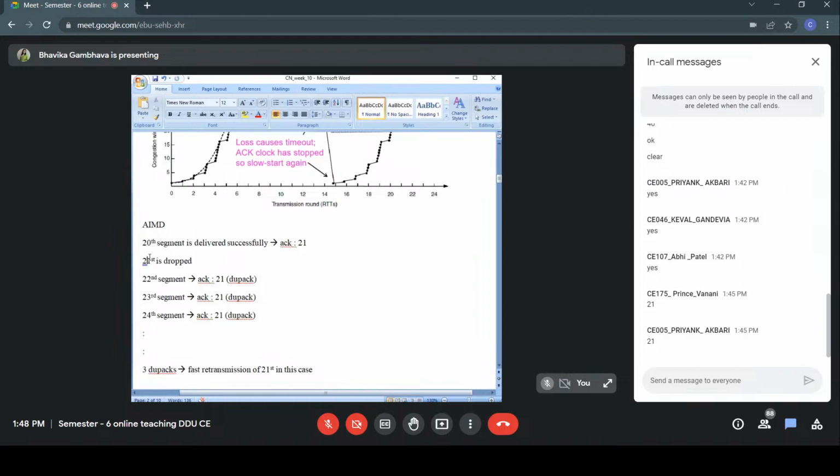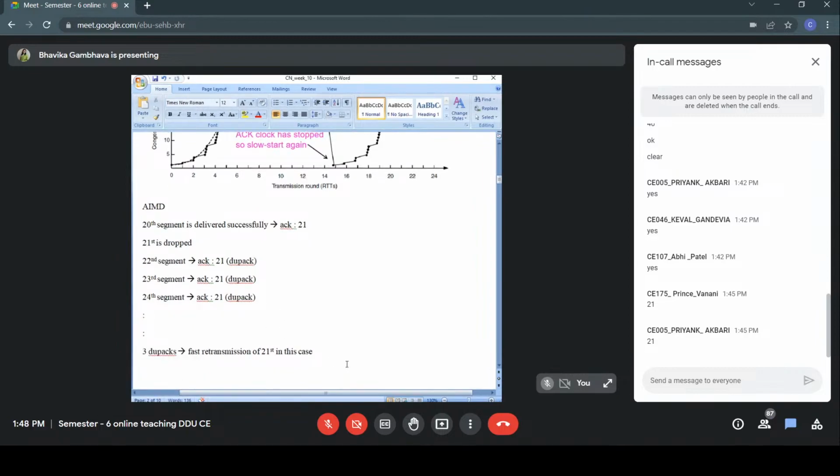21 is dropped. And if it is dropped, then rather than attempting retransmission after the timeout, it is better to retransmit it earlier, so that progress is made, recovery is faster, and efficiency is better. So it will not wait for the timeout of 21. It will send 21 right after 3 duplicate acknowledgements.